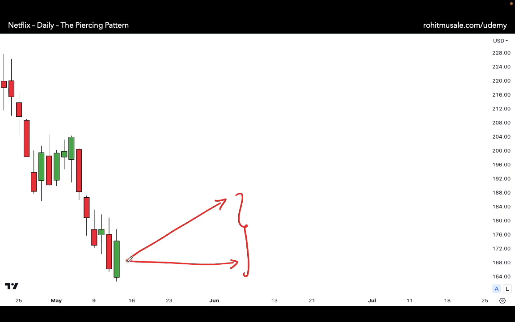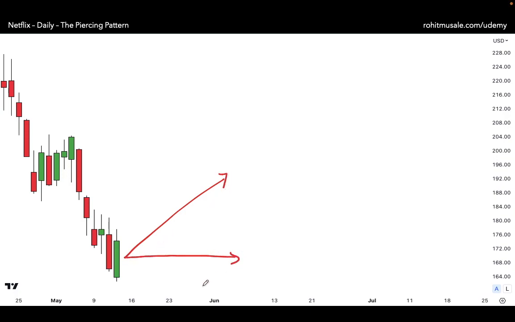The probability that the market will go down is very low. People forget that there is a possibility that the market might go flat. Just because you see a piercing pattern doesn't mean that the price will go up. There is a good possibility that the price might go sideways as well. So that's the piercing pattern for you. If you were to take the trade, you have to put your entry here, your stop loss here, and then your target would be somewhere here or here.